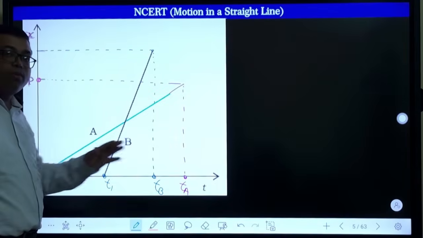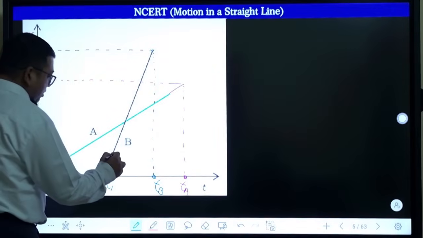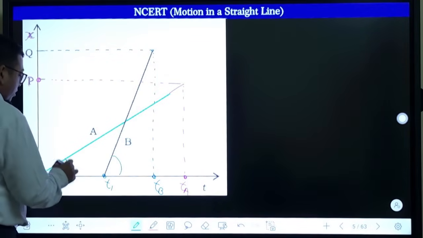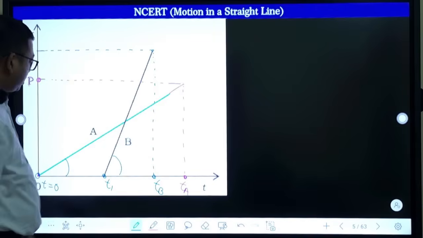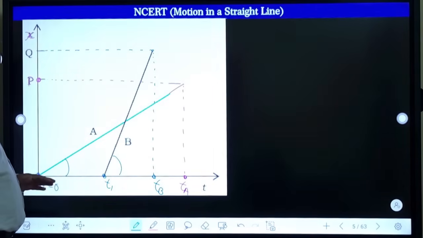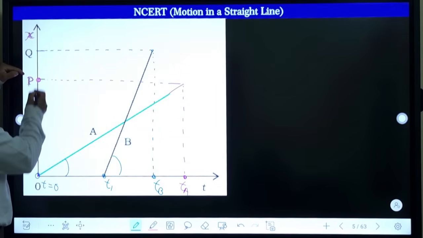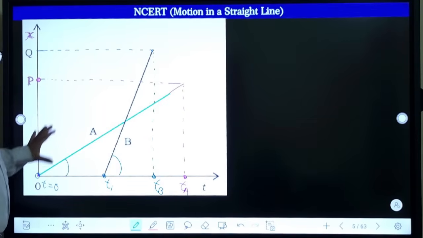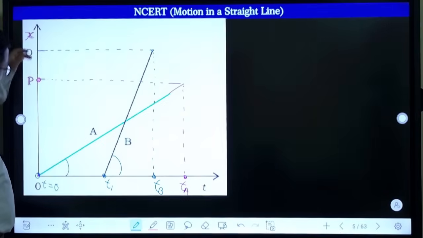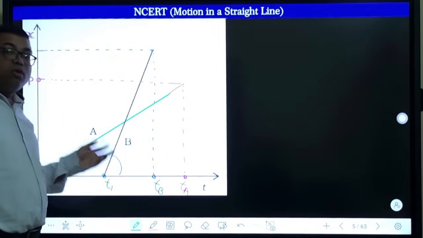Also you can see the slope of the graph. Slope of the position-time graph gives velocity, so you can clearly see that this slope is larger and this slope is smaller. This slope is larger means B is moving with faster speed, and A is moving slower. Also note that the home P is near to this, so this distance OP from the school is small, and Q is further away. So the home of B is further away, and the home of A is near.